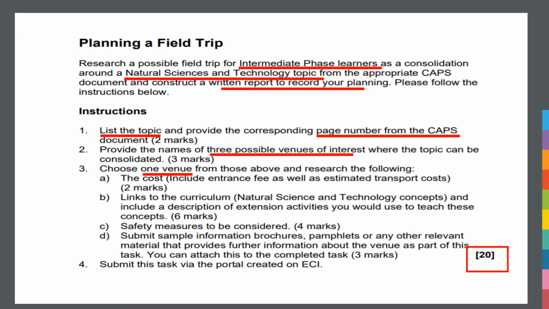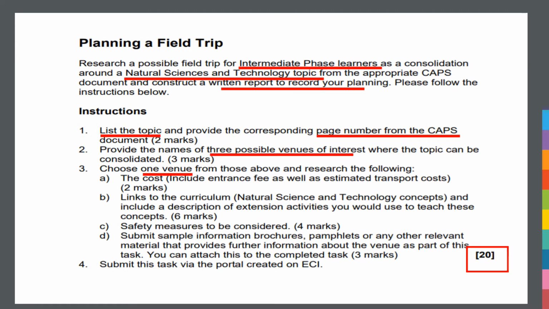So firstly, the IP document that you will be using, please make sure that you are referring to the correct CAPS document, and it is the intermediate phase grade 4 to 6 natural sciences and technology CAPS document. And from that CAPS document, you are allowed to pick any topic that you would like to discuss for this particular field trip or link your field trip to.